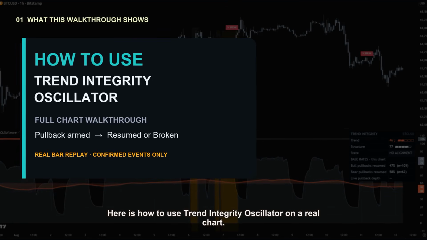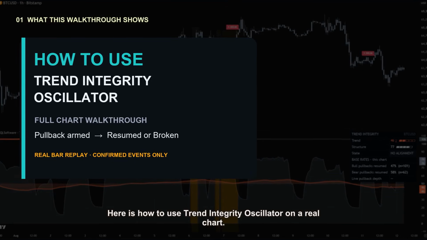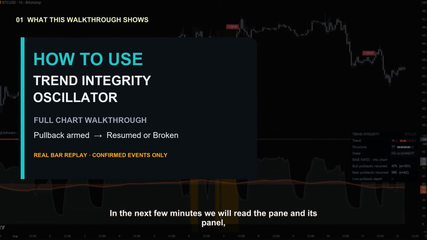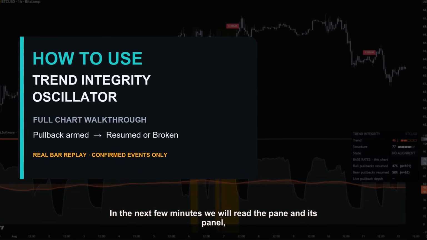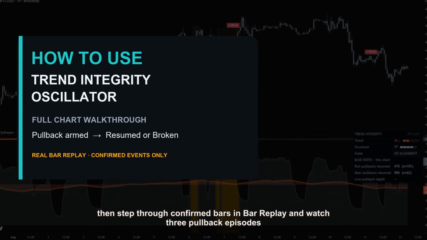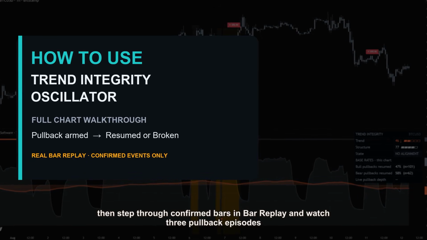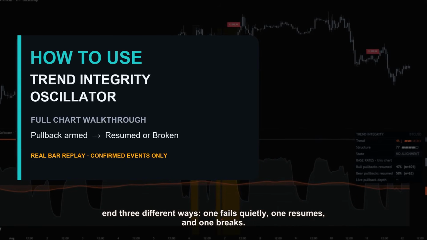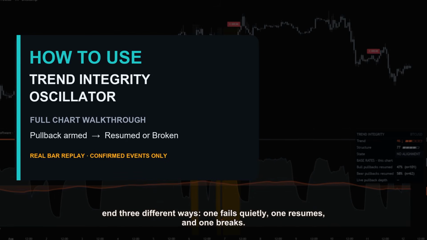Here is how to use Trend Integrity Oscillator on a real chart. In the next few minutes, we will read the pane and its panel, then step through confirmed bars and bar replay, and watch 3 pullback episodes in 3 different ways. 1 fails quietly, 1 resumes, and 1 breaks.